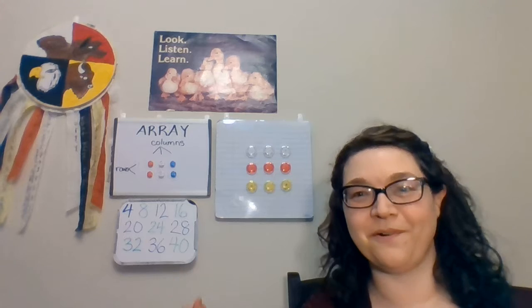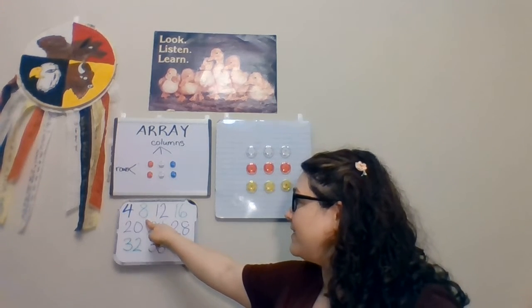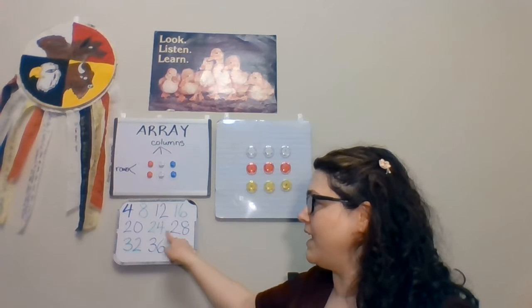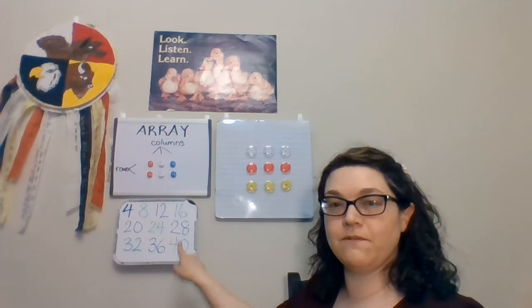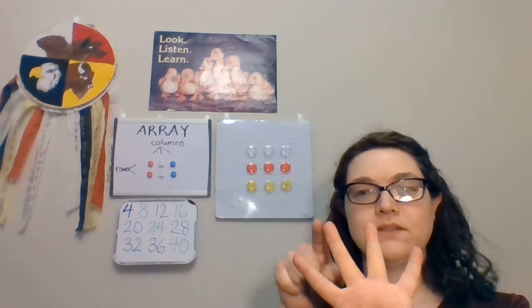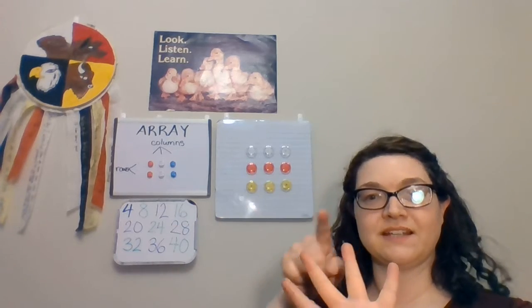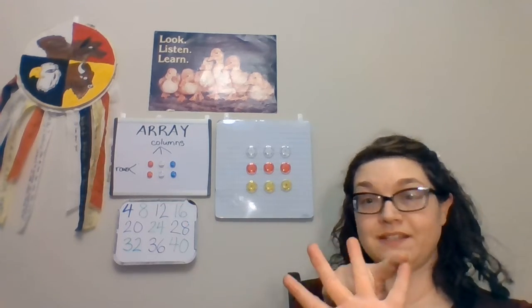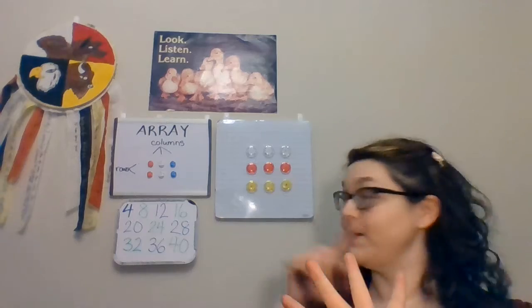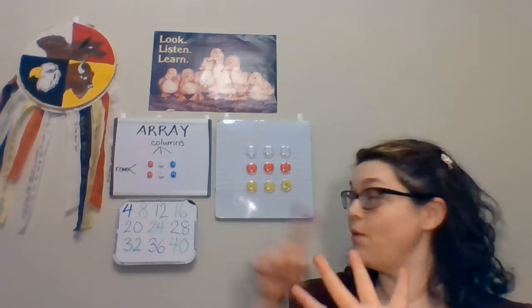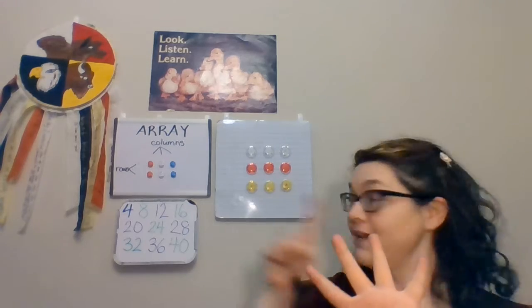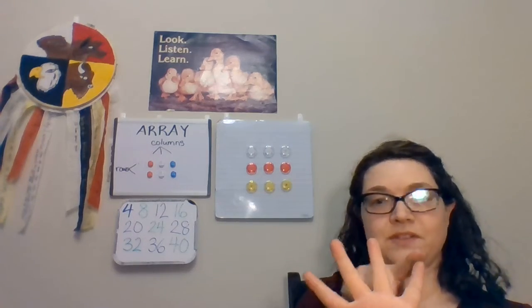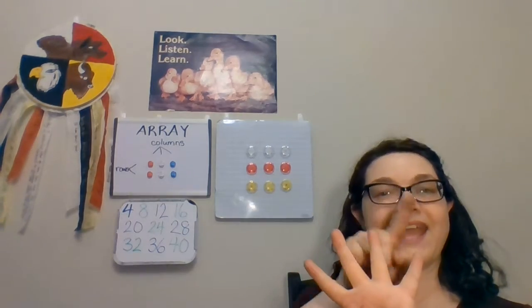Presto changeo, let's do 4s. 4, 8, 12, 16, 20, 24, 28, 32, 36, 40. Now with the fingers. 1, 2, 3, 4, 5, 6, 7, 8, 9, 10, 11, 12, 13, 14, 15, 16, 17, 18, 19, 20, 21, 22, 23, 24, 25, 26, 27, 28, 29, 30, 31, 32, 33, 34, 35, 36, 37, 38, 39, and 40.